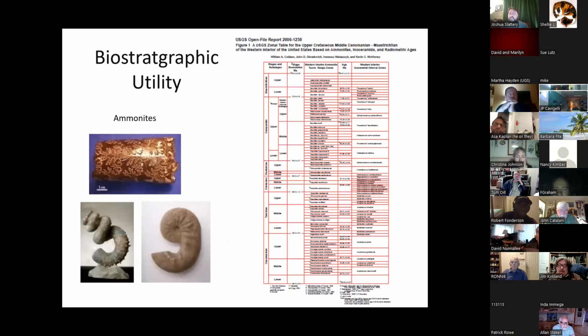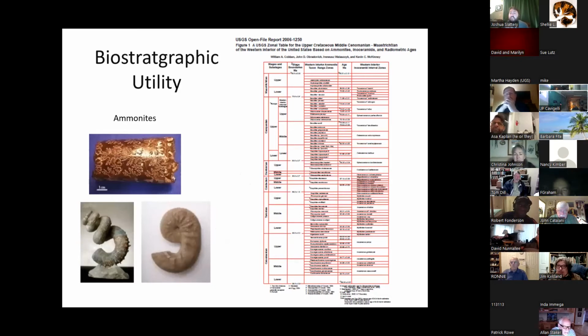So ammonoids are really important for biostratigraphy. I mean, just absolutely amazingly practical. They've been used all across the globe to subdivide rocks ranging from the Devonian all the way to, well, the end of the Cretaceous.